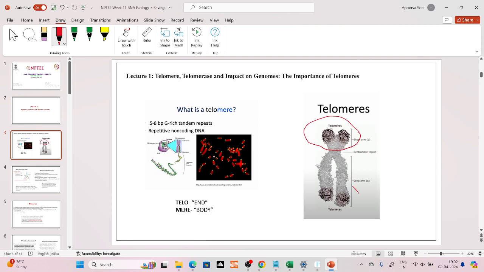With the help of microscopy imaging, you can see that these green colored structures are your telomeres. So what is a telomere? It is a 5 to 8 base pair G rich tandem repeat, and it's a repetitive non-coding DNA. That means this DNA does not code for anything, and these are repetitive sequences which are mostly comprised of guanine. G rich regions are approximately 5 to 8 base pairs. This is what a telomere is.